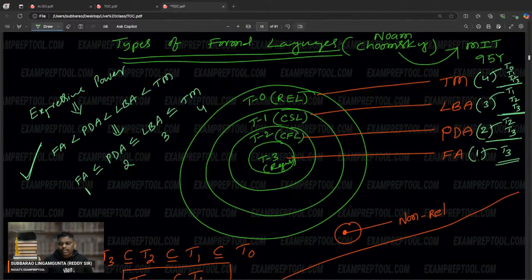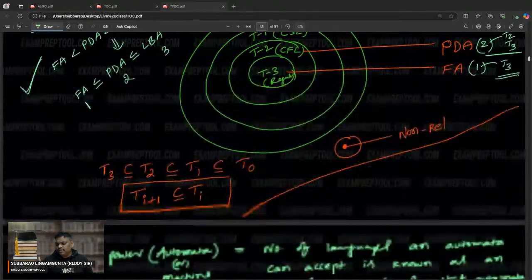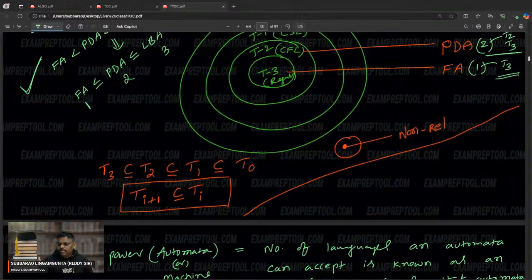So there are four automata, and each formal language has one automaton associated. Next, what is the power of every automaton, meaning which automaton has more power? Automata means machine. Compared to a calculator, a computer has more power. Compared to a computer, some other thing has more power. So from one machine to another, powers keep on increasing. The automaton which can handle many languages has more expressive power.